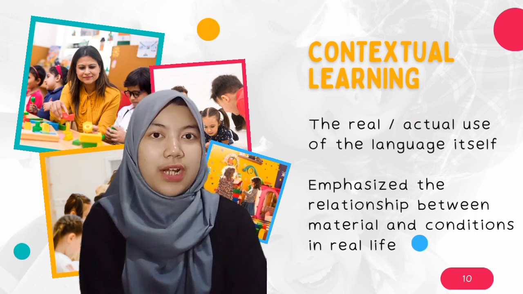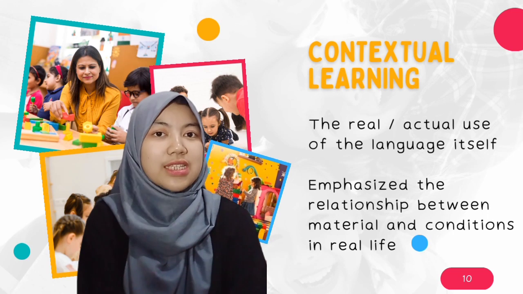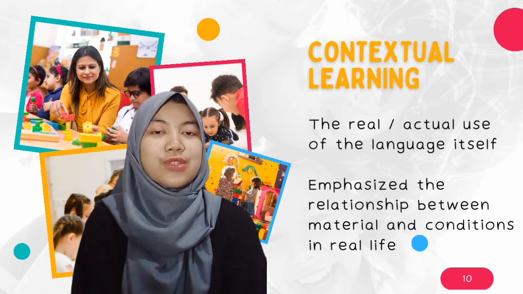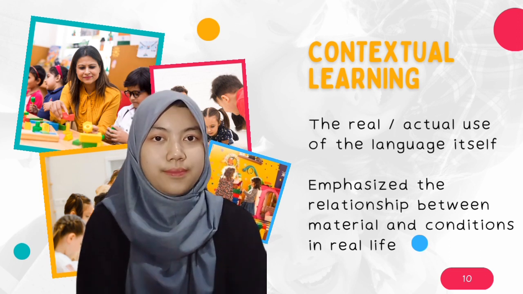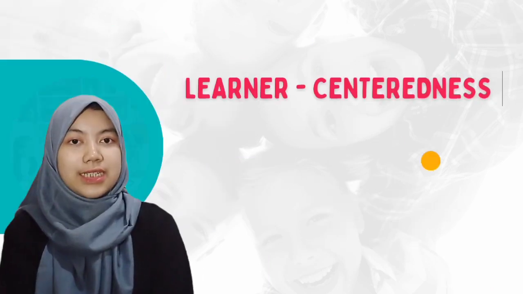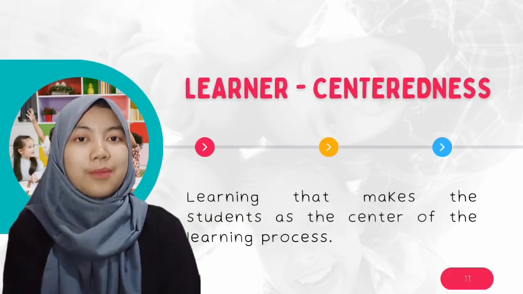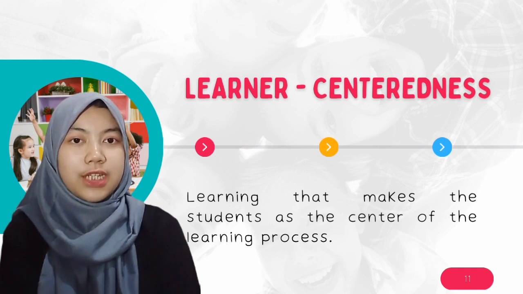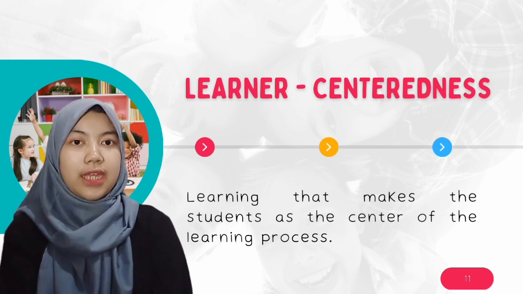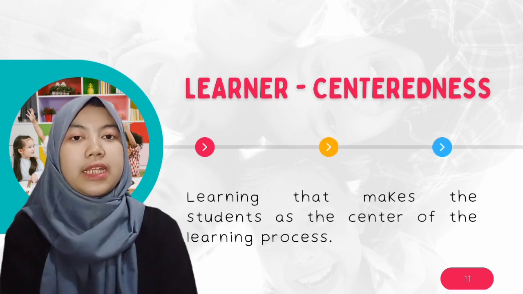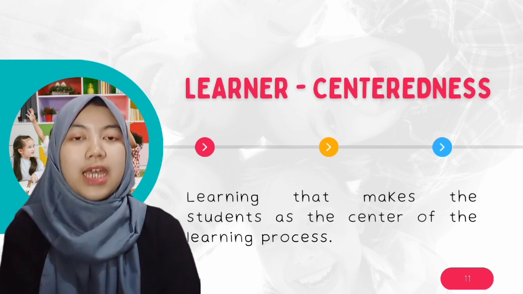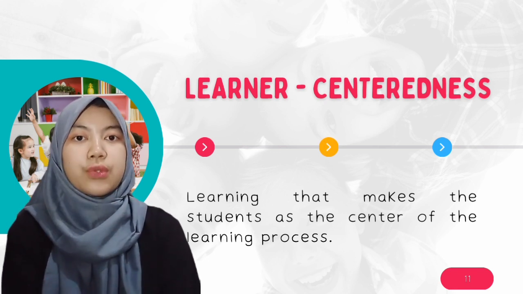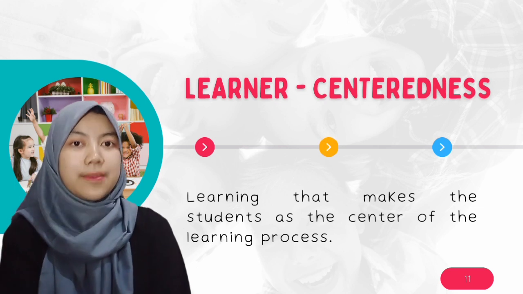It's the real or actual use of the language. You put the lesson in context and you put the context in the language. For example, the teacher gives students examples of using sentences to answer questions. Third is learner-centeredness. The teacher makes students the center of the learning process. Students are active agents who are directly involved in the learning process. One example is experiential learning, a technique that requires students to learn by doing the activity by themselves.